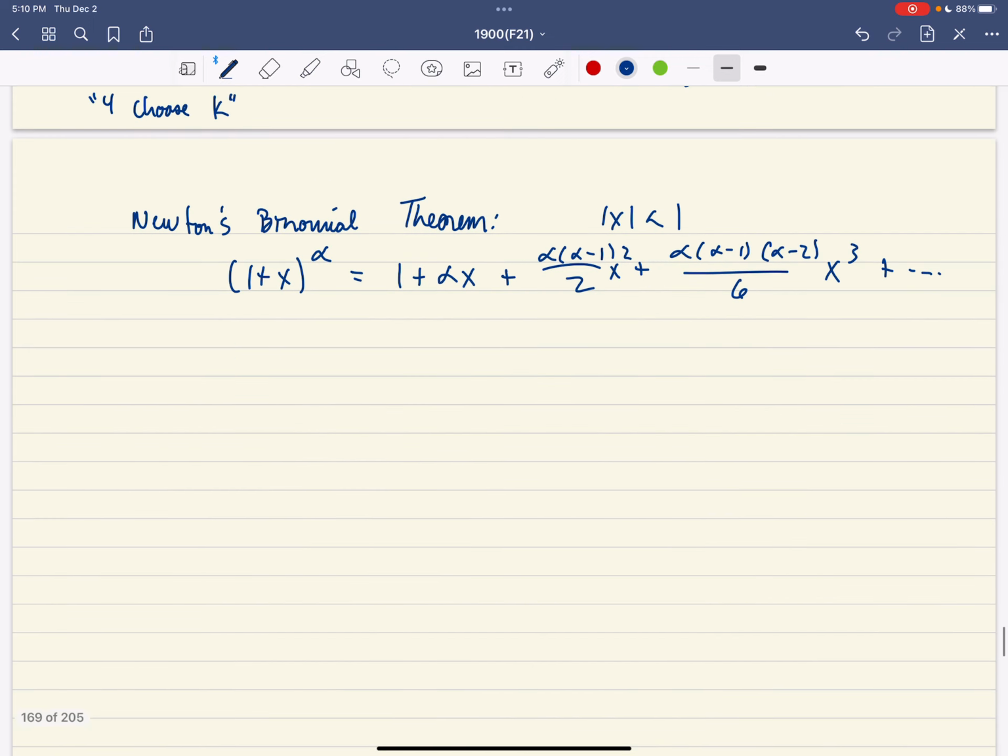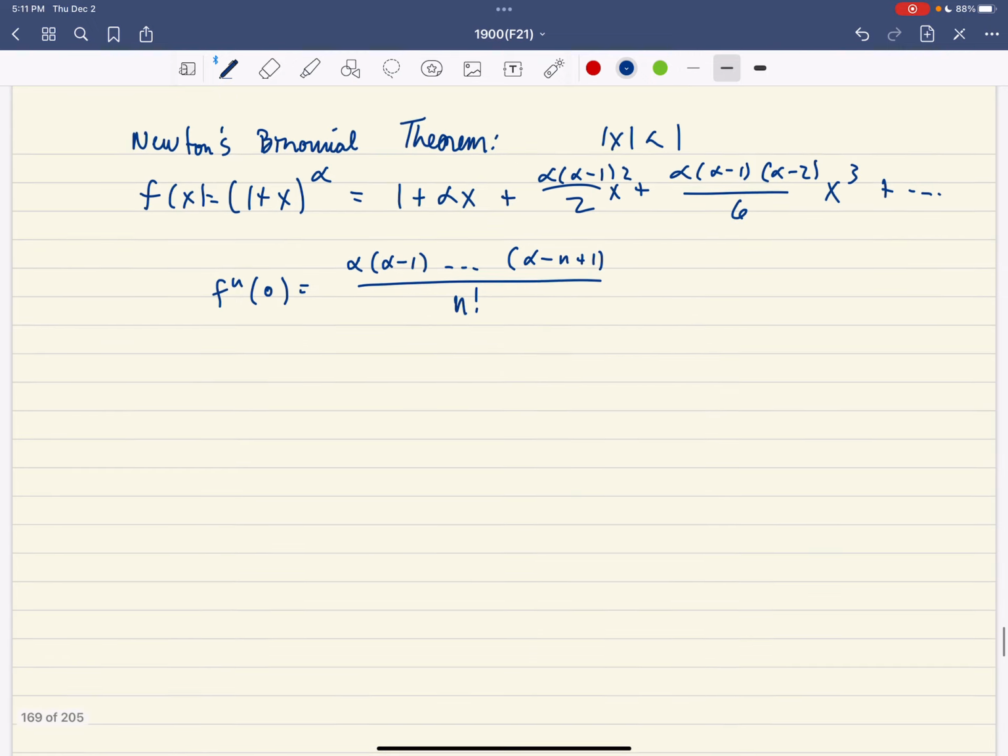Okay, and so here the point is that if this is our function f, the nth derivative of f at 0 is going to turn out to be alpha times alpha minus 1, and you're going to have n terms here, and then you're going to be dividing by n factorial. Okay, so that's going to be what you get for the nth derivative of f at 0.